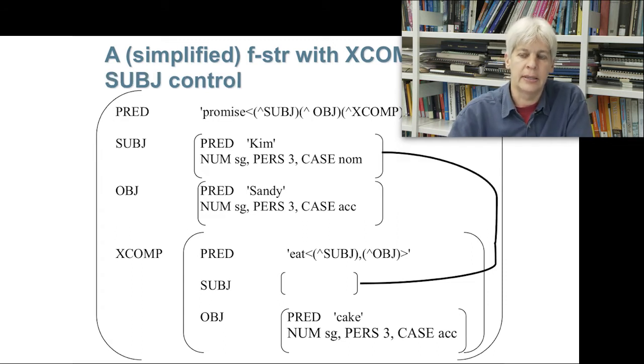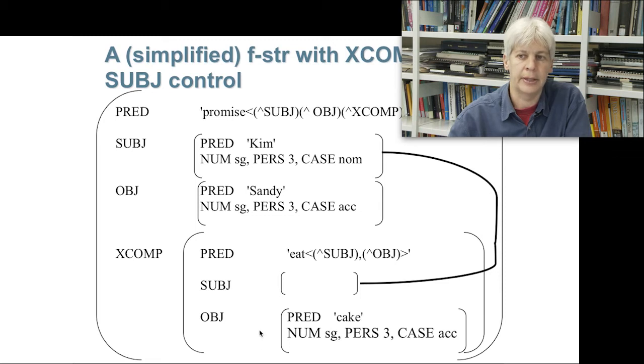Now let's look at a subject control verb, promise. Promise also takes a subject, an object, and an ex-comp. Kim is the subject. Sandy is the object again. So Kim promised Sandy to do something. The to do something is encoded in the ex-comp. It contains a predicate eat. That's what's being done, to eat. Eat takes a subject and an object. Again, the subject is not specified within the clause. The object is to eat cake.